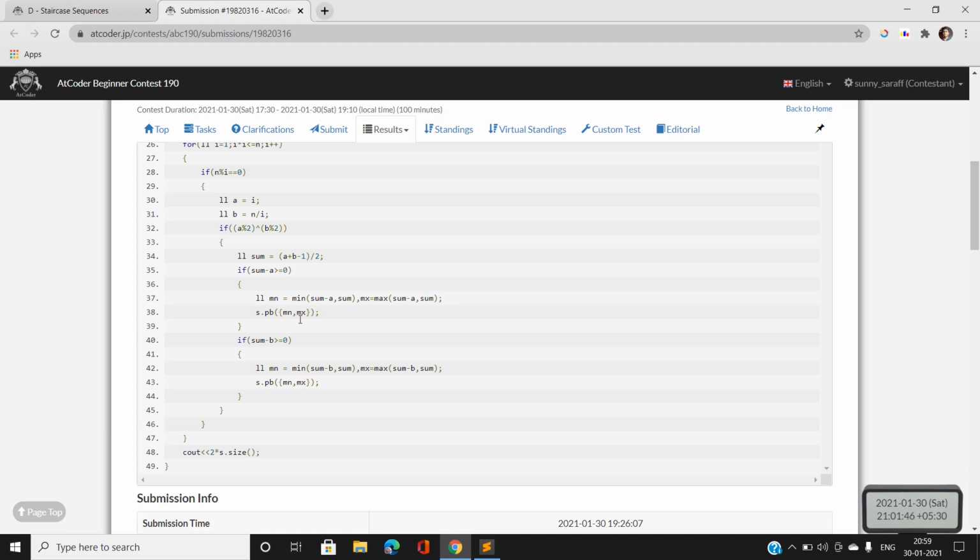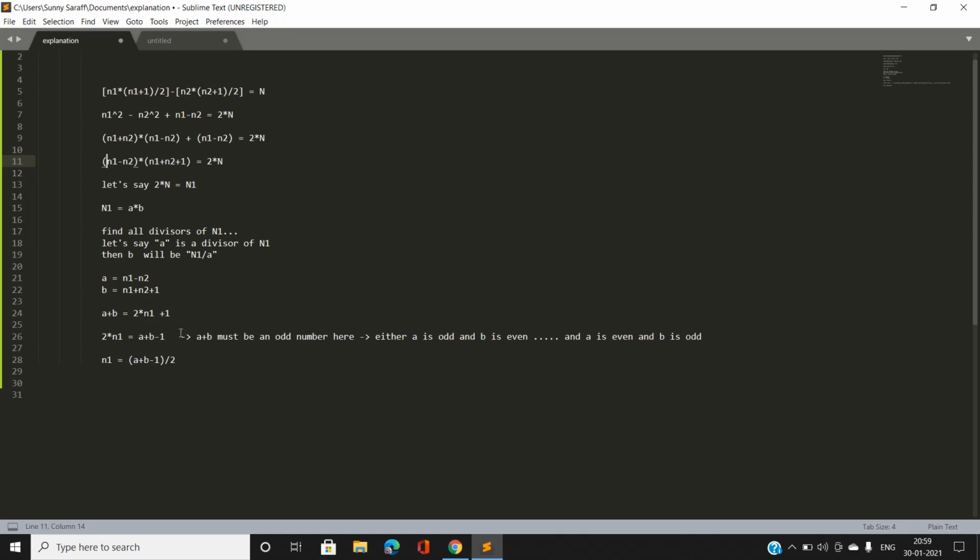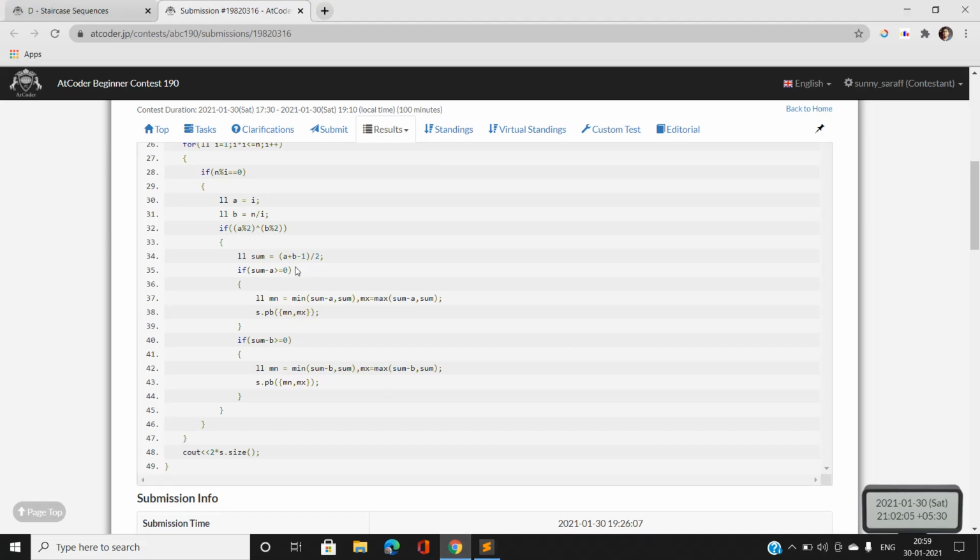Correspondingly, there are two possible cases. As you can see, I have taken a as n1 minus n2. We can also take a as n1 plus n2 plus 1 and b as n1 minus n2, or we can take this as it is. So there are two possible cases. Either I am going to take sum minus a positive, or I am going to take sum minus b positive.